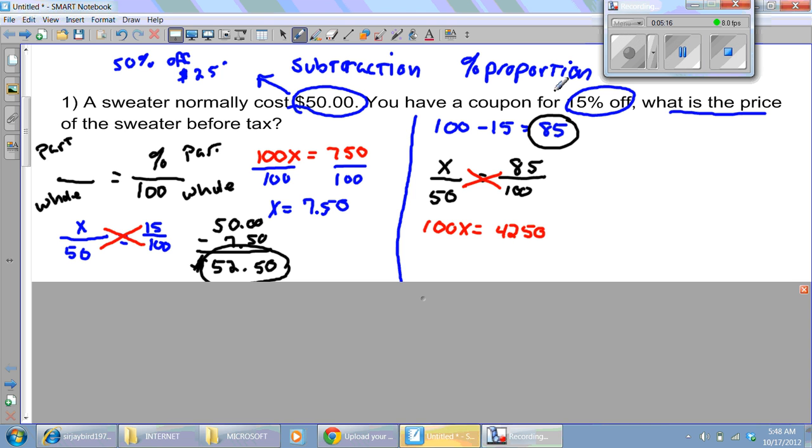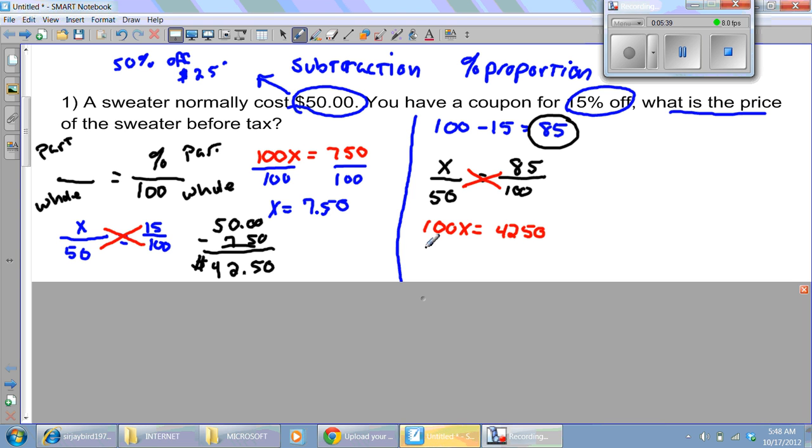Hey guys, let me interrupt myself here. I found the silliest of mistakes. Oh my gosh, I hope I didn't steer you guys wrong. I would hate to do that. How could 50 minus 7.50 be $52? That doesn't make any sense. It would be $42.50. Sorry about that, ladies and gentlemen. Hopefully you watch the whole video and you get to see me correct that.